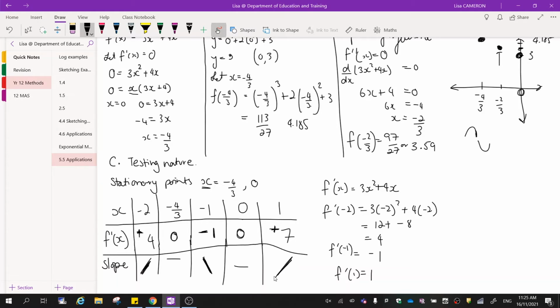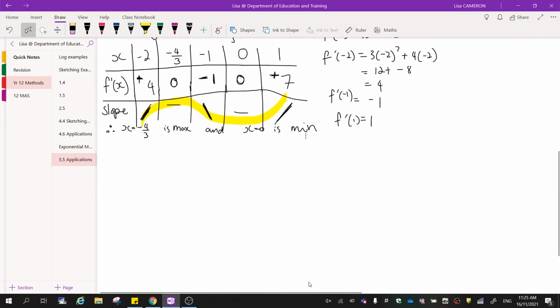So if I'm then going to state what's happening, or testing the nature at these points, if I think about this as a graph, it's going to look like that, meaning that this must be a maximum and this must be a minimum. So therefore, x equals negative 4 on 3 is a max, and x equals 0 is a min. So when it's testing the nature, that's what we are going to say is our final statement. Okay, that's all I really wanted to find from that.